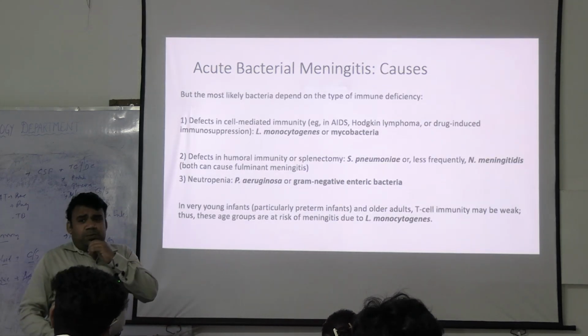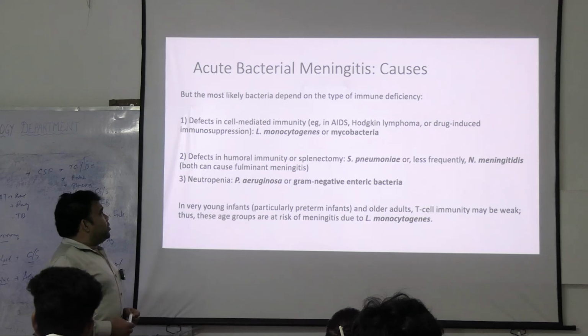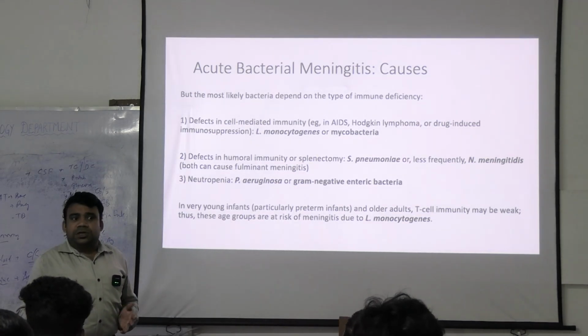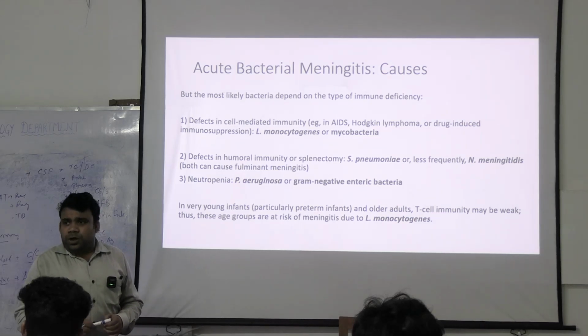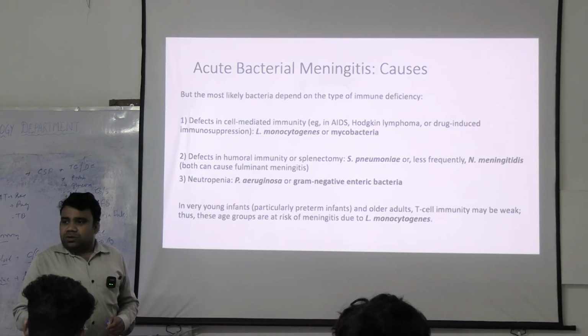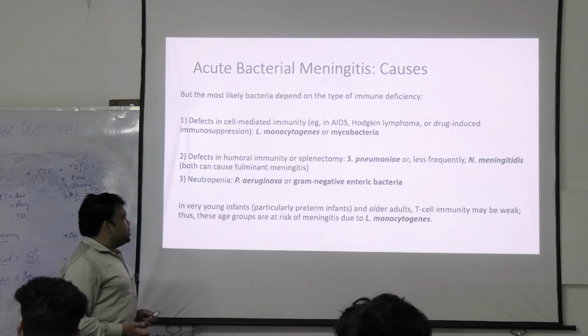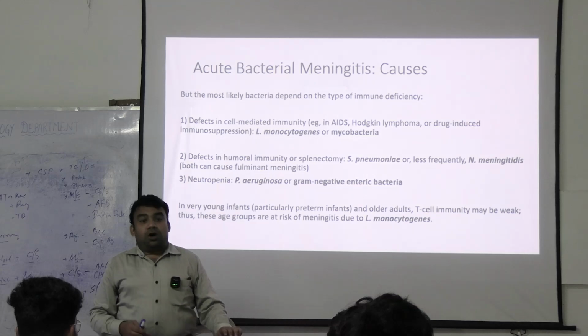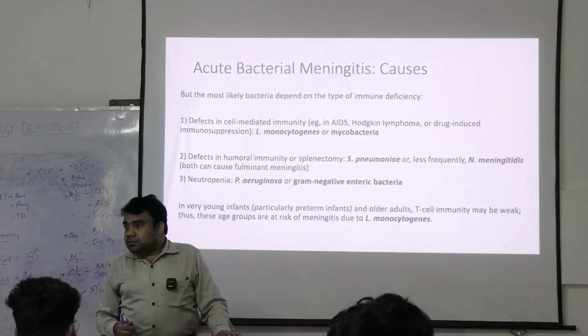Some of the specific immune deficiencies may be associated with specific bacteria. If there is a defect in cell-mediated immunity, obviously the infection will be more predominantly caused by intracellular organisms like Listeria or tuberculosis. Similarly, if there is a defect in humoral immunity or splenectomy.